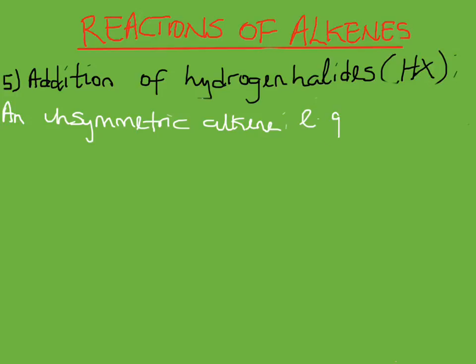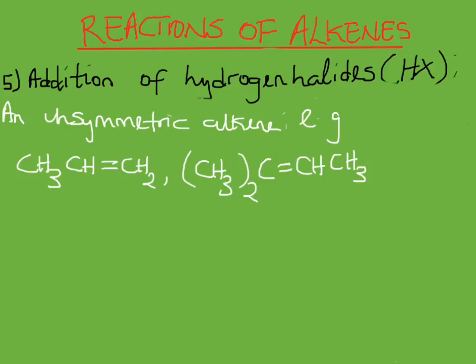An unsymmetric alkene. What can you tell me an unsymmetric alkene is? An unsymmetric alkene is an alkene with different number of hydrogen atoms across the double bond. We say an alkene is unsymmetric when it has different number of hydrogen atoms across the double bond.